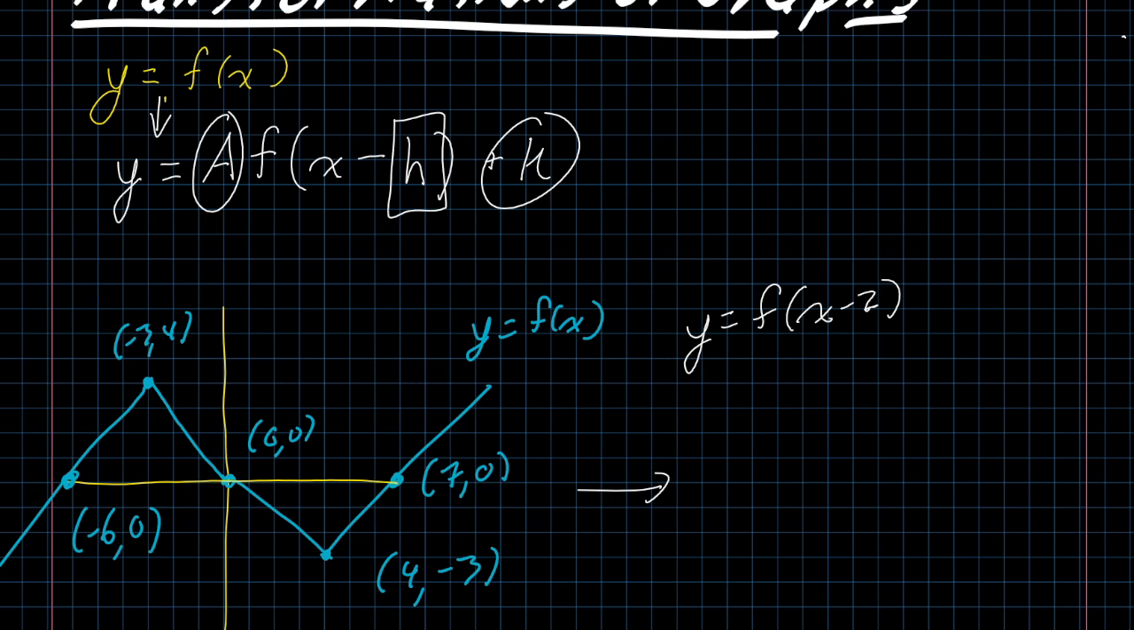I also want to point out that in the prototype we had a minus here, and we also have a minus here. So that is not negative 2. H is equal to 2.